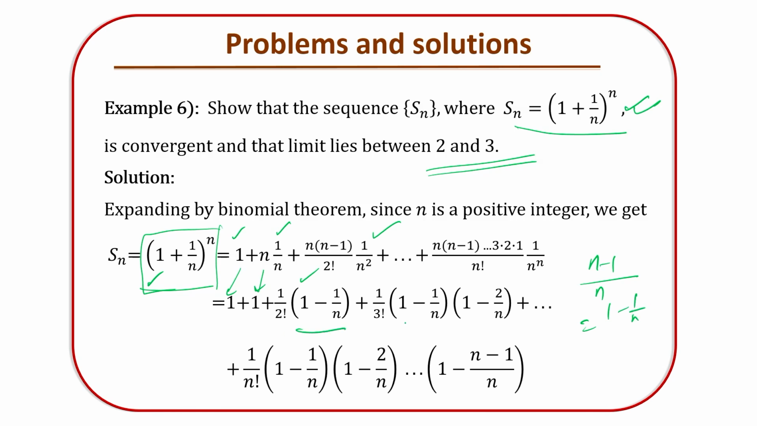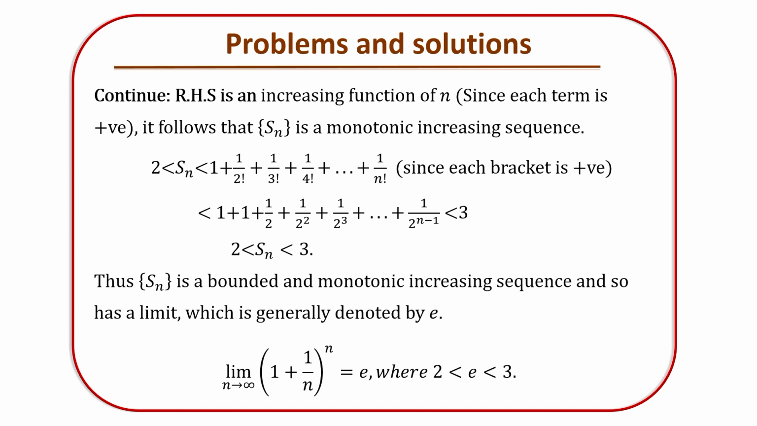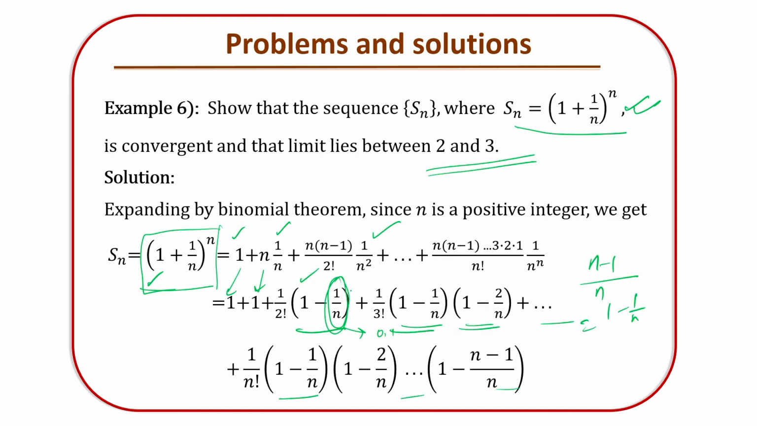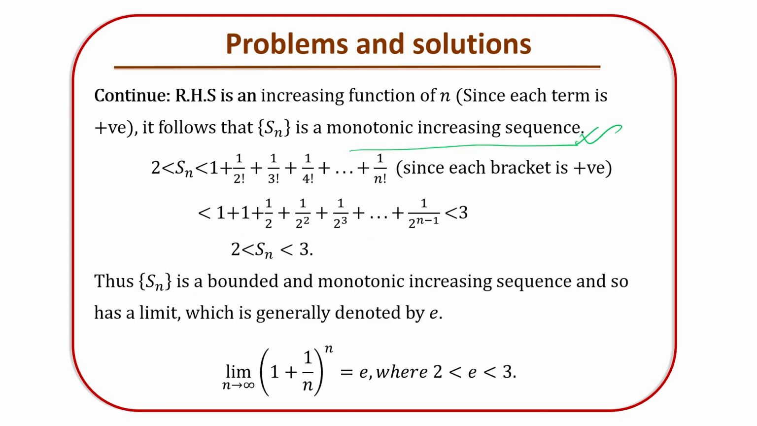So using the same thing, you will find that each term contains a bracket 1 minus 1/n, and 1/n lies between 0 and 1. So that means it is always a positive number. So each bracket here is a positive number, and henceforth S_n is a monotonically increasing sequence, as we have shown here.